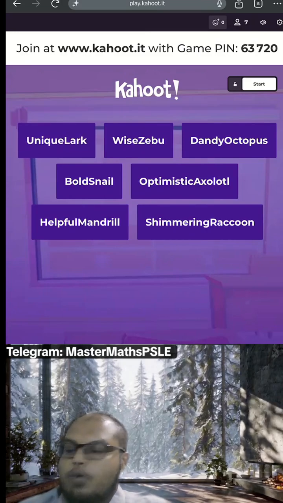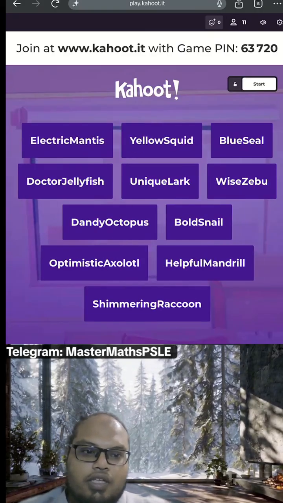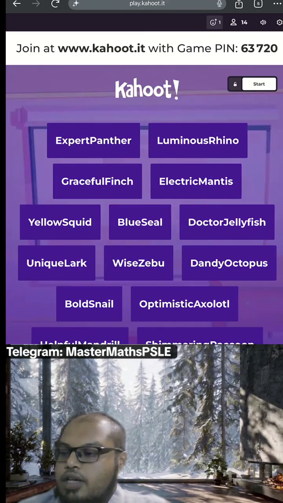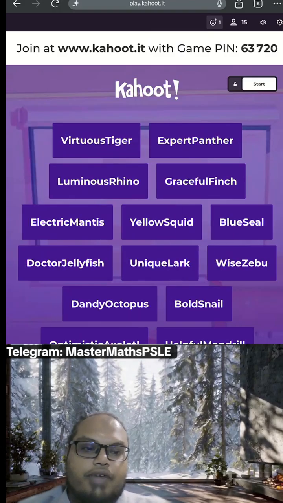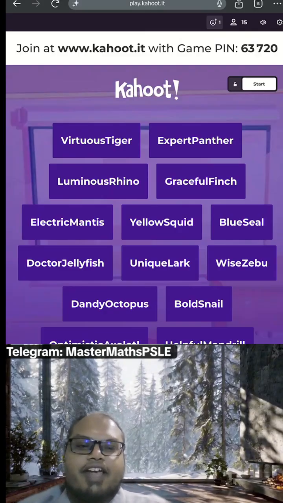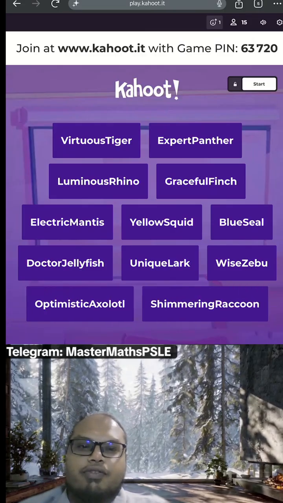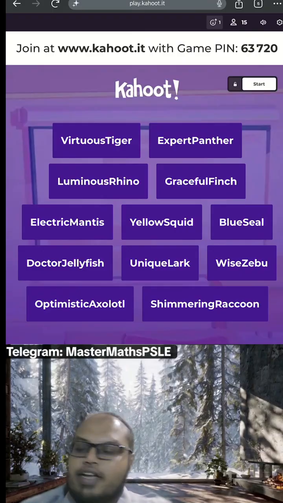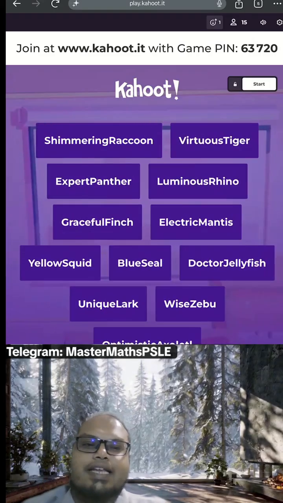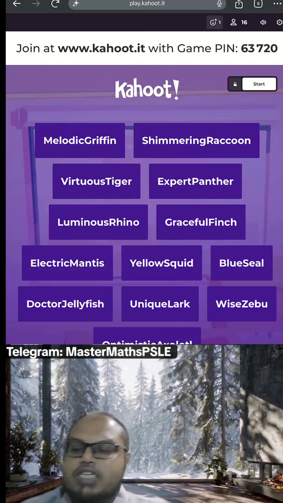Why is the game pin today only 5 digits instead of the usual 6 digits? Eventually, if you get into the field of software development, you will learn that when they generate all these pins, it's not them guessing what the number is. There's a software that does it for them. Yes, it's 63720.